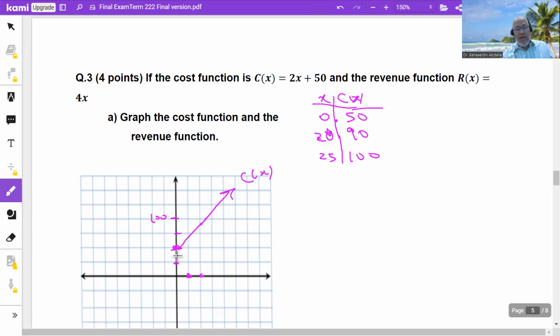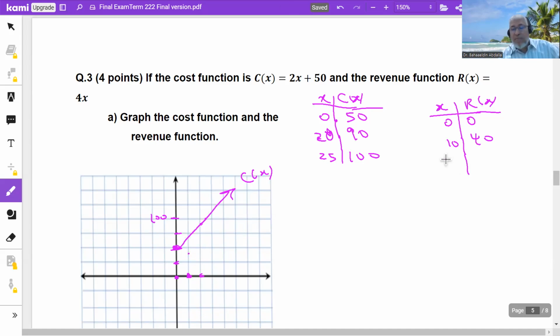It is a straight line, and you start from 0. Well, the revenue function, you do the same. You start with (0, 0), because 4 times 0 is 0. So you start at (0, 0) and you go on. You can check at 10. Well, at 10 it is 40. 40 is not one of these, so it's okay. This is 40, something like here.